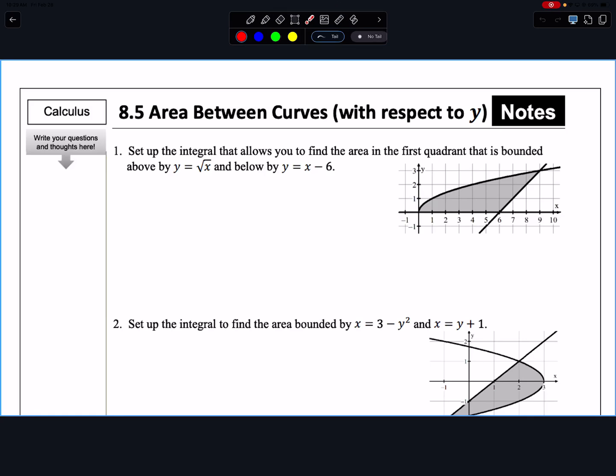How to find the area between curves with respect to x. So now we're going to talk about how to find the area between curves with respect to y.